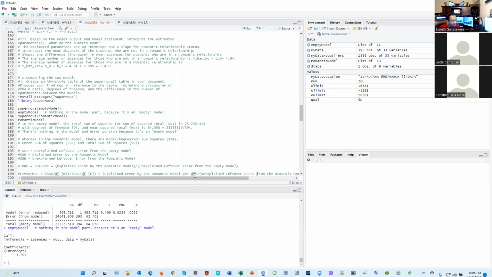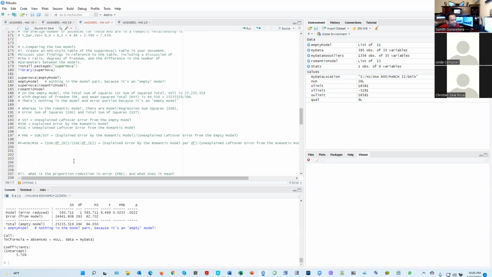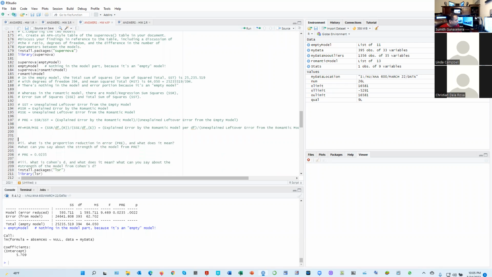Per degrees of freedom. So how are they going to change from each other? They look like a ratio between the sums of squares, but the only difference is that in F you have it per degrees of freedom. It has been expressed per degrees of freedom. Okay, that's the idea.